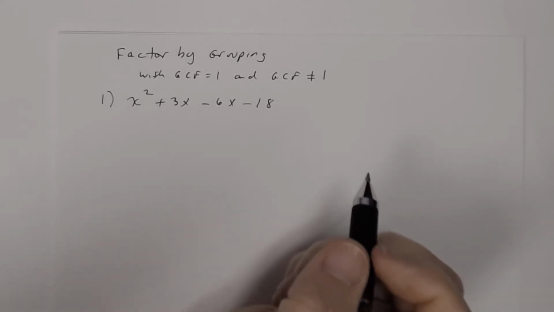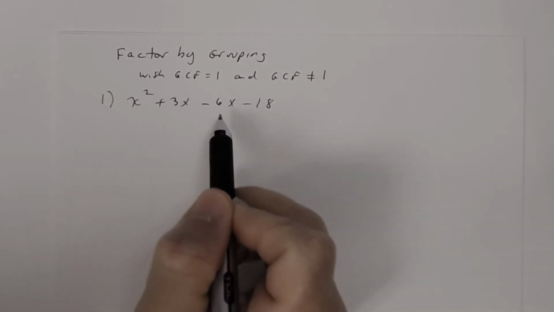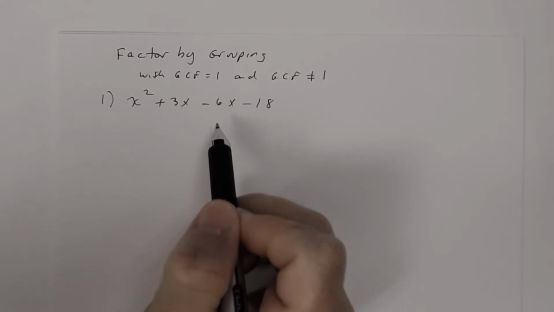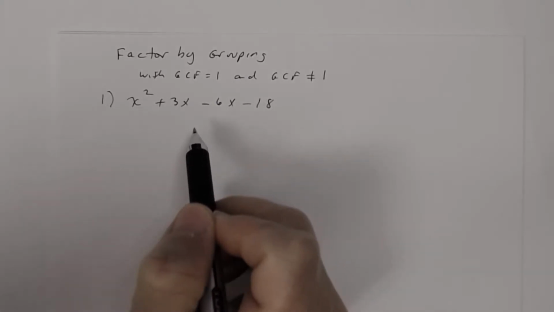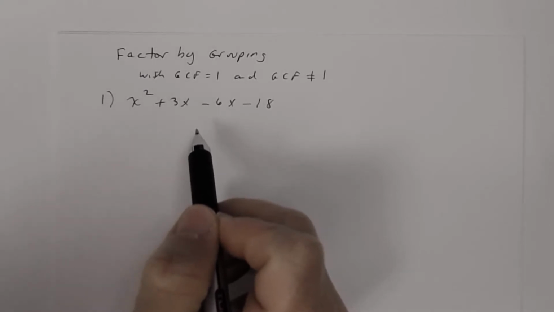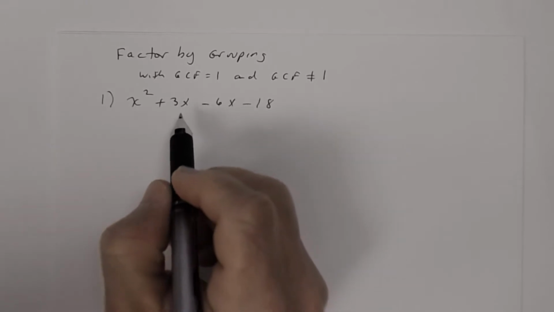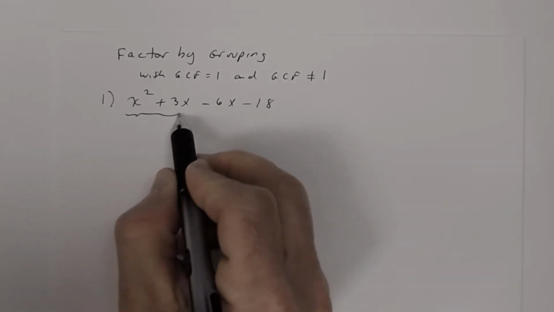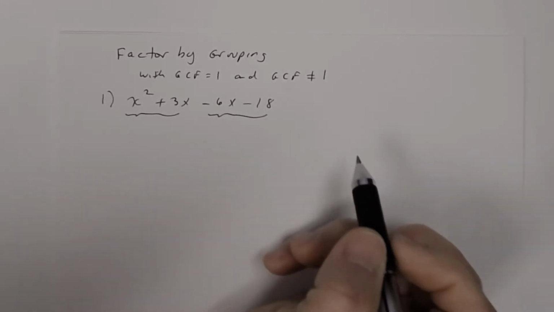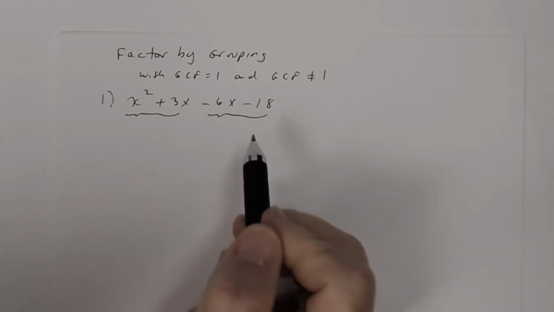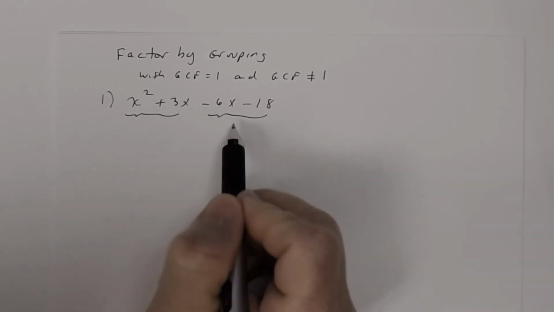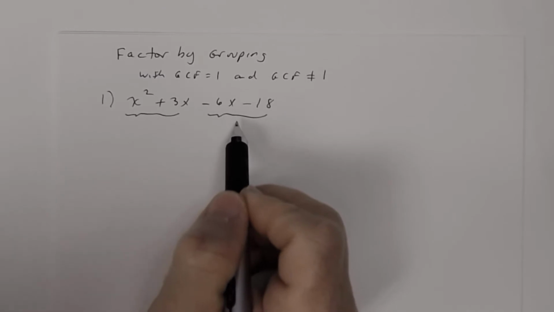Now remember, when you have 4 terms, you want to try to factor by grouping. That's the procedure you want to use. It's not always true, but for our case at this point, when you factor by grouping, we're going to group the first 2 and the last 2 terms. So always try those first.